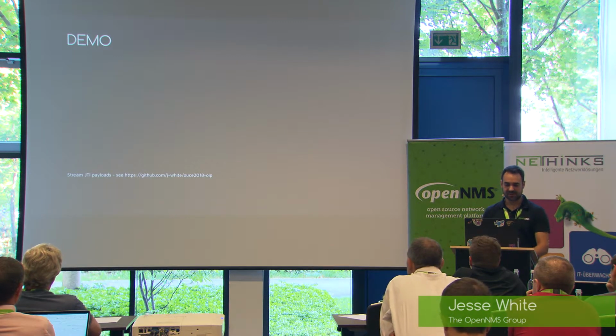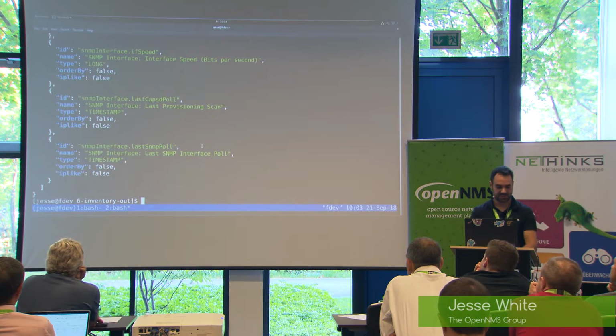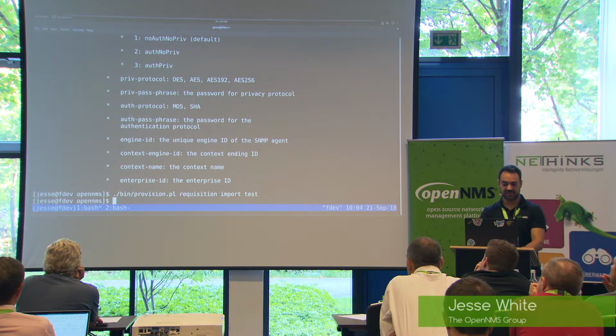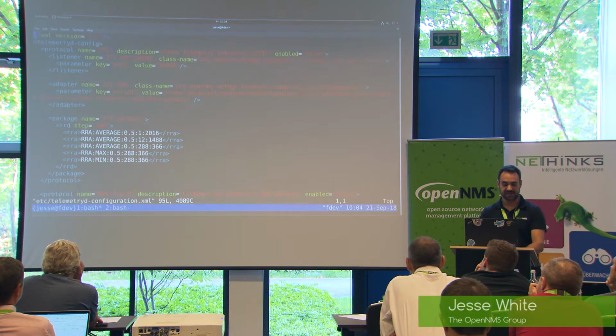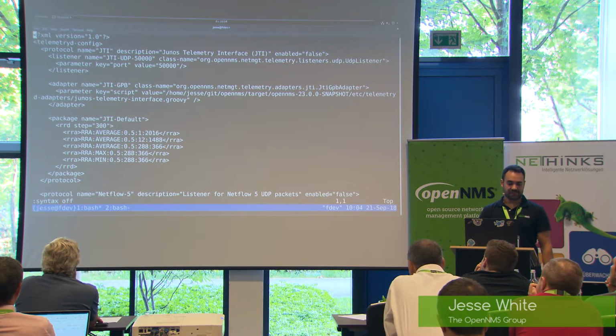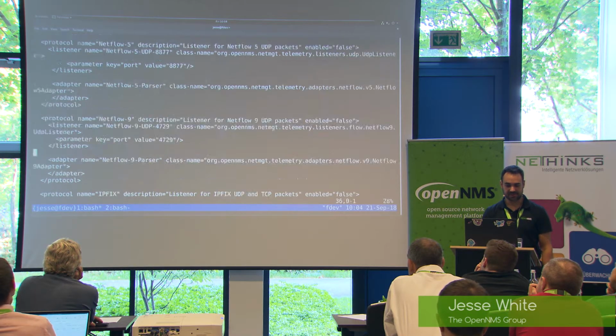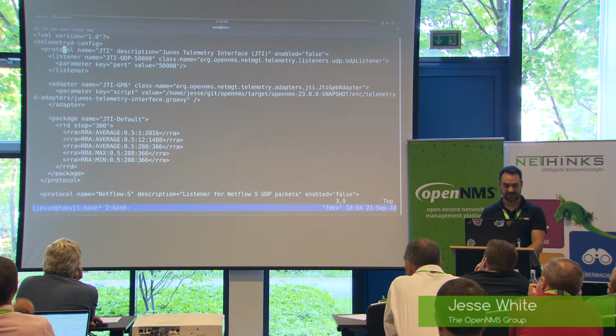Okay, so let's look at how that works. For streaming telemetry, we have this new service called Telemetryd. It's enabled by default in OpenNMS, but I don't think any of the listeners are enabled. So let's turn syntax off here. We see there's a number of protocol definitions here. We've got JTI, NetFlow, IPFIX, sFlow, and XOS. What we're going to do is look at enabling the JTI protocol here. So again, we set enabled from false to true.